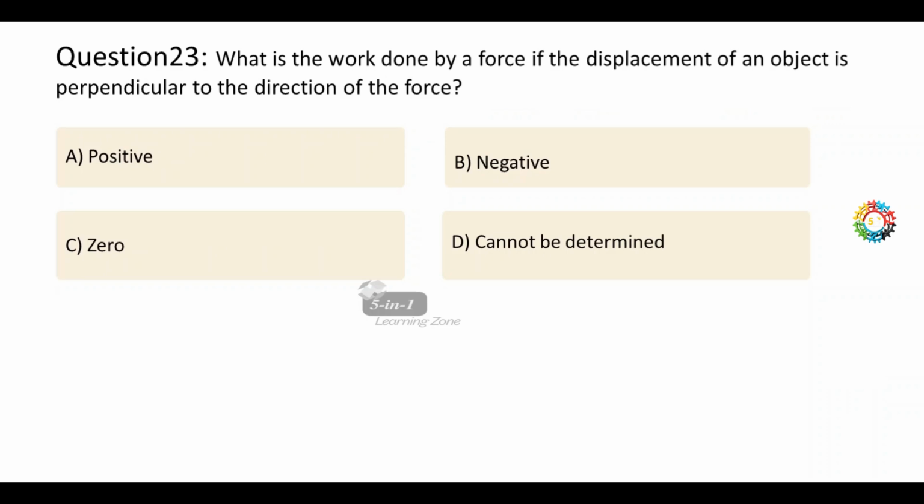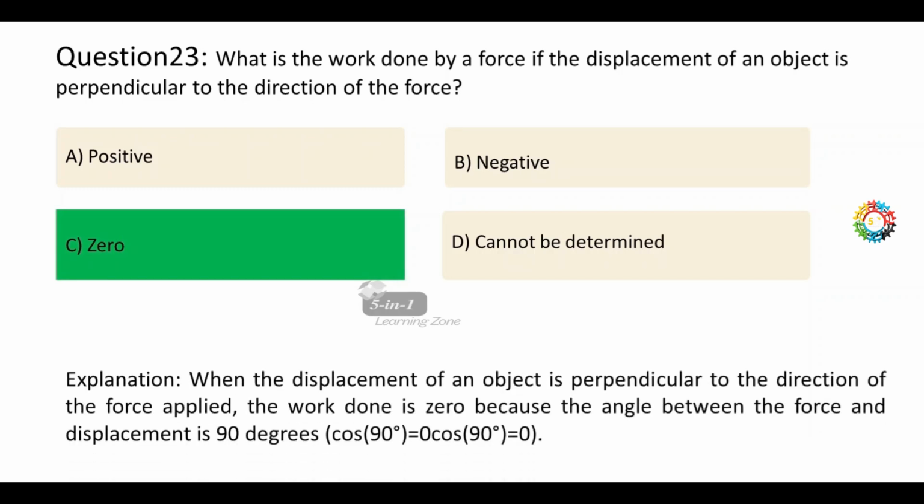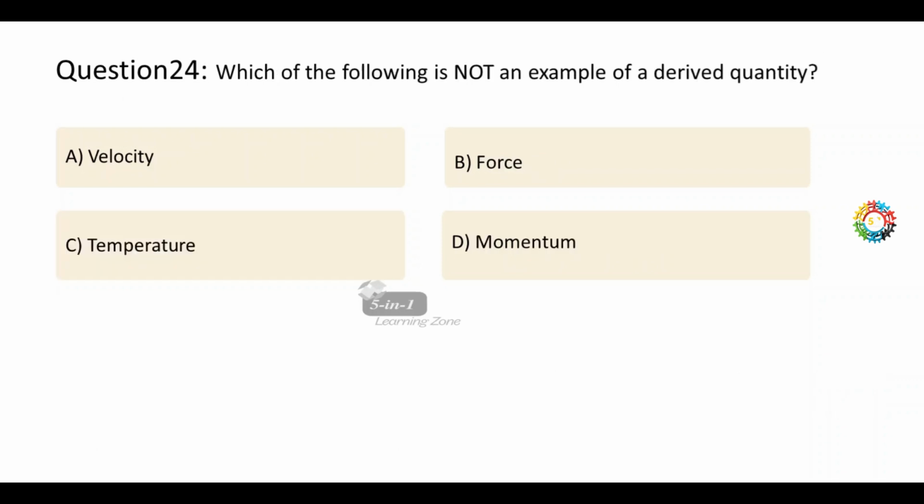Question 23. What is the work done by a force if the displacement of an object is perpendicular to the direction of the force? Answer C. 0. Explanation. When the displacement of an object is perpendicular to the direction of the force applied, the work done is 0 because the angle between the force and displacement is 90 degrees. Cos 90 degrees equals 0.